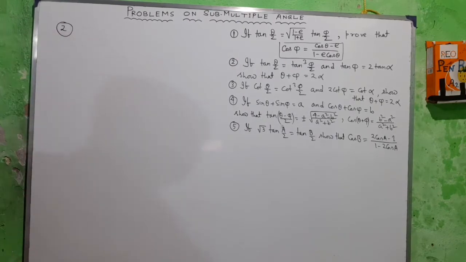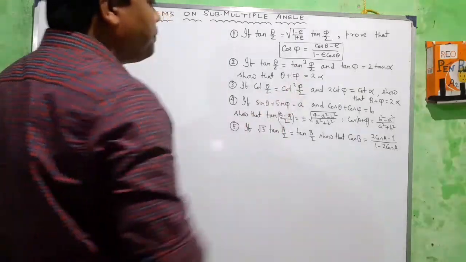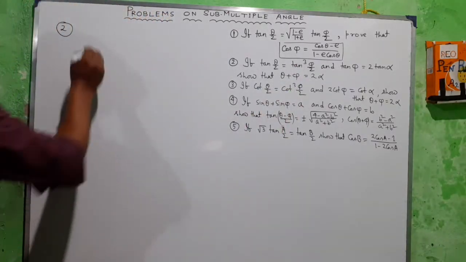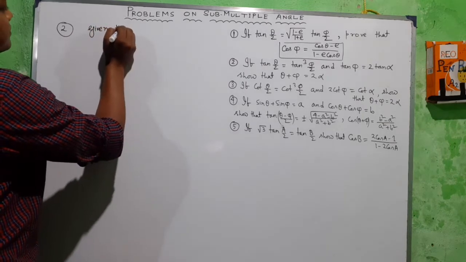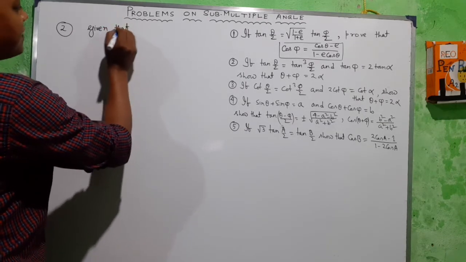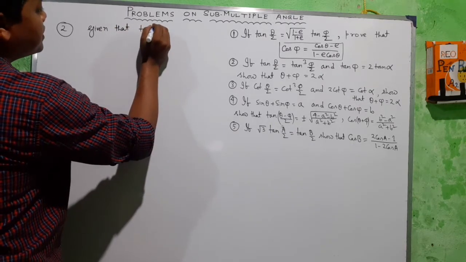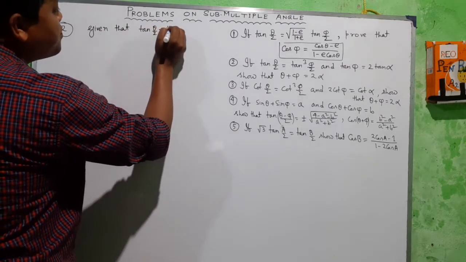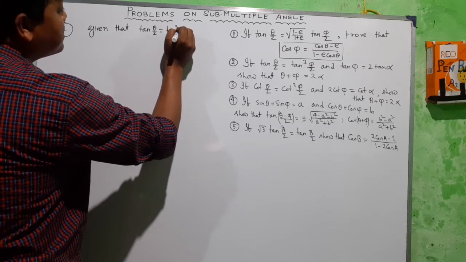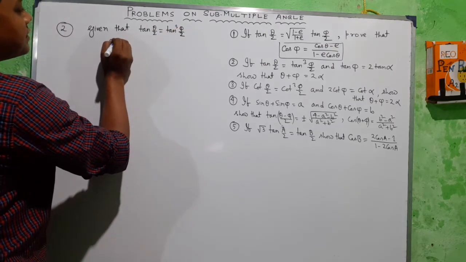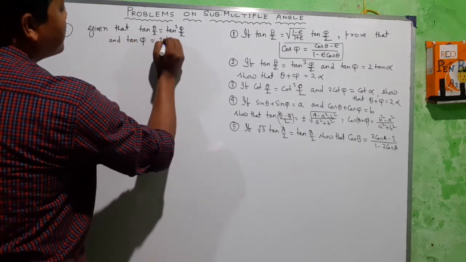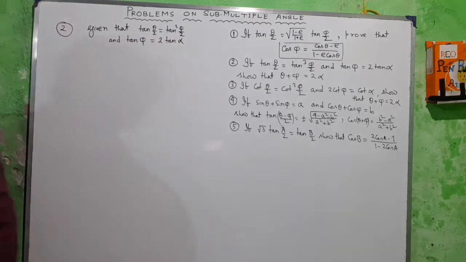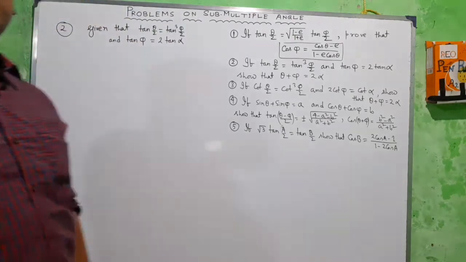If tan theta by 2 equals tan cube phi by 2, and tan phi equals 2 tan alpha, given that, then we have to show that theta plus phi equals 2 alpha.